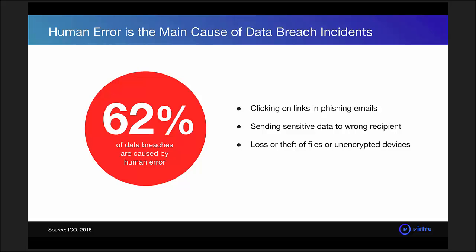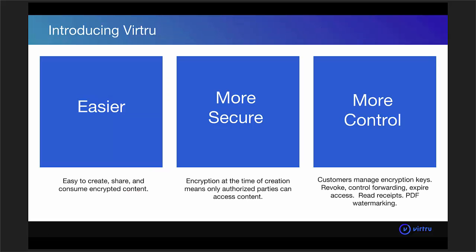And then obviously on the outbound side, if you send data to the wrong recipient, whether that was intentional or unintentional, being able to understand that and react to that. And then internally, just loss or theft of unencrypted devices or files is also a big issue.